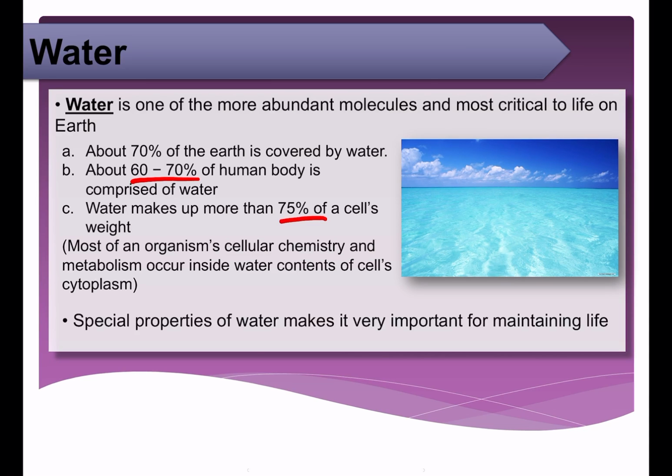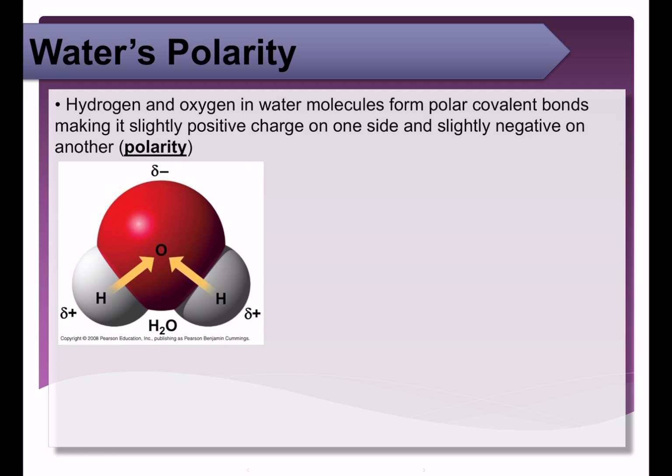So there are a number of special properties of water that make it very important for maintaining life, and we will go through each of these unique properties of water in this following segment of the lecture. So first of all, we have already discussed that water molecules are formed by polar covalent bonds, which gives them that partial negative charge on the oxygen side and partial positive charge on the hydrogen side. And we call this property of water its polarity. It is a polar molecule because of that difference of slight negative and positive charges.